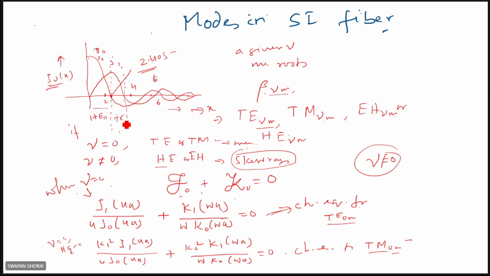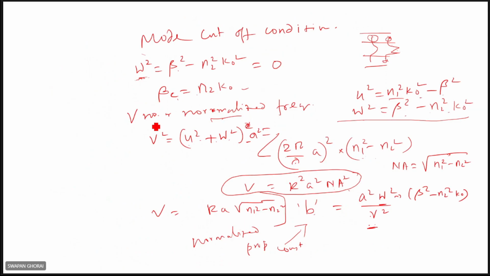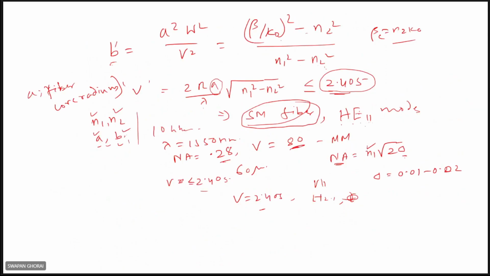At that time TE01, TM01, HE21 modes, those values will be there, right? The different values are there. You can see them in the Kaiser's table, right? So that's what it is here. So we can design a single mode fiber.